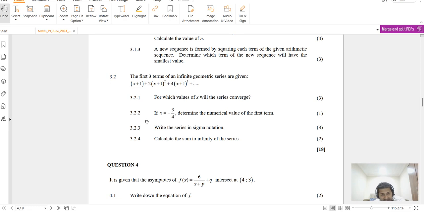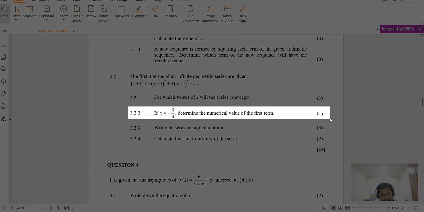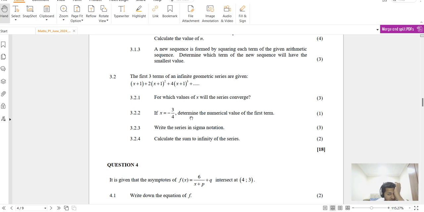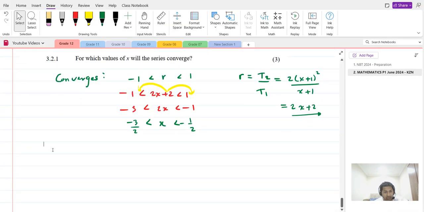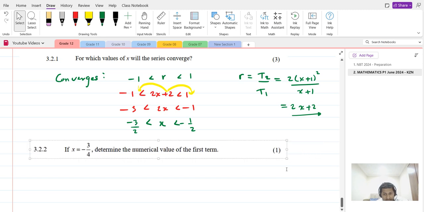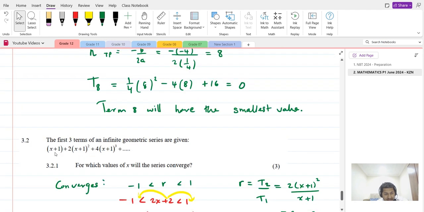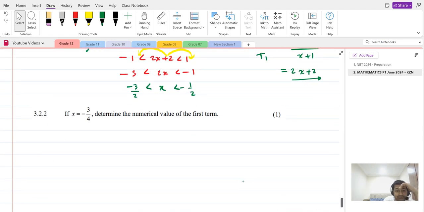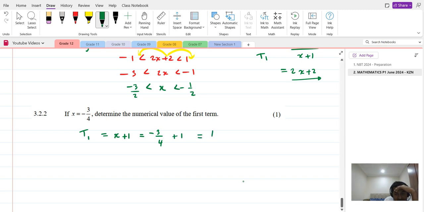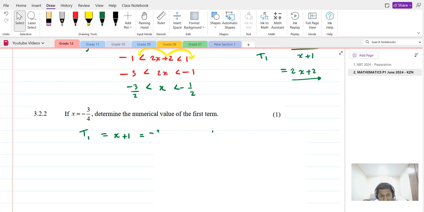Now you can clearly see that they're saying that if x equals -3/4, determine the numerical value of the first term. Quite simple because it's just direct substitution. What's the first term? First term is x plus 1, term 1. Term 1 is equal to x plus 1, and the value of x is -3/4 plus 1. 1 minus 3/4 is just a quarter. You can use a calculator to verify. So we have the answer there.